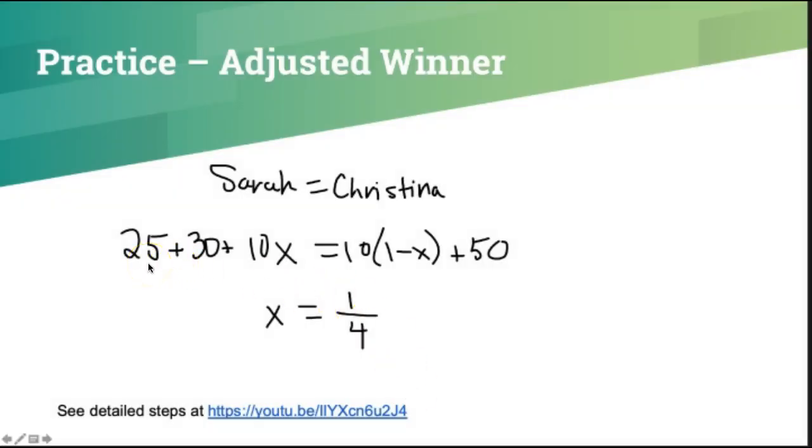What you'll do is you'll take Sarah at 25 plus 30 plus 10 times her share, and then Christina, who had gotten the kitchen items, which had a point value of 50, and then we're going to give her what's left. The reason why we're doing 1 minus x is we're dividing it up as a percentage, and say if you do a 35% and a 65%, those add up to 100%, or 1.00 if you move the decimal over.